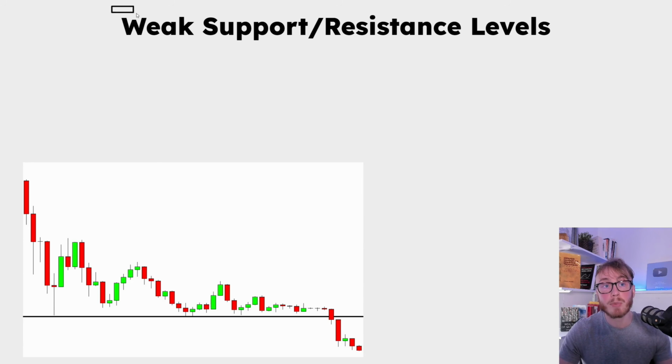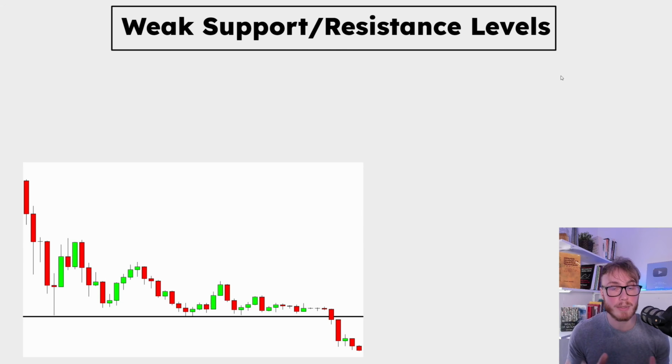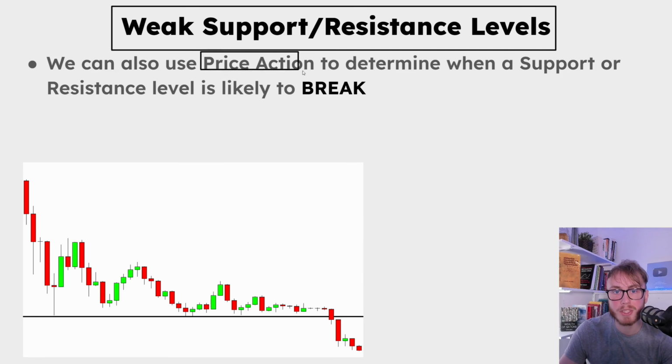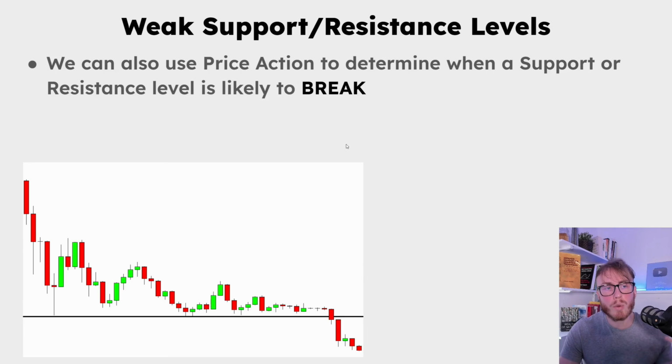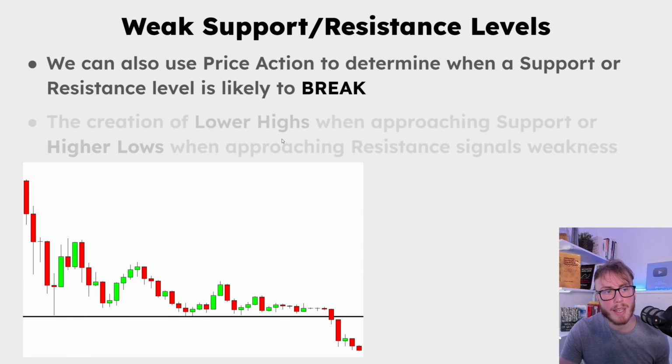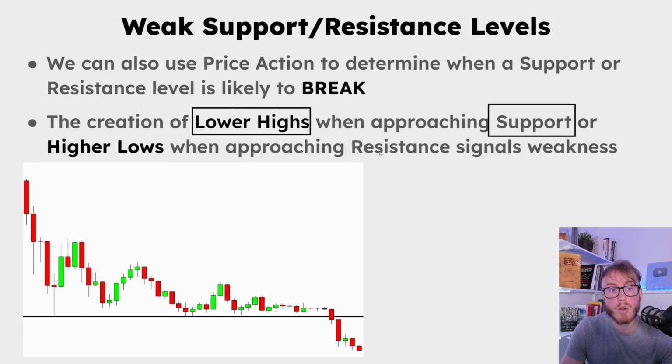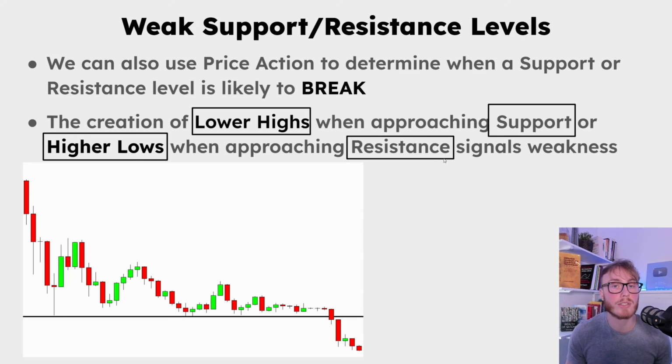So now that we know how to identify strong support and resistance levels, it is at least as important to be able to identify weak support and resistance levels. We need to know when a support or resistance is likely to break. So to repeat, we can also use price action to determine when a support or resistance level is likely to break. So what are the signs we can look out for here? Well, one thing I'm looking out for, and this is very important, is the creation of lower highs when approaching support, or higher lows when approaching resistance, signals weakness.